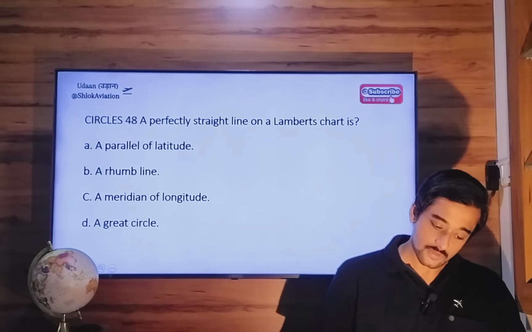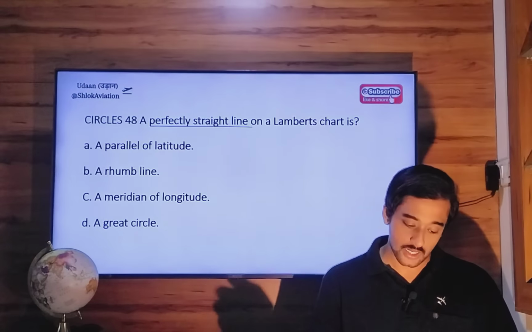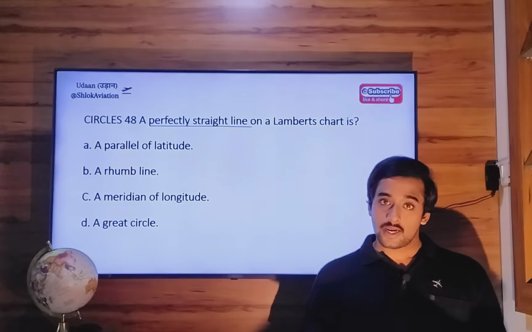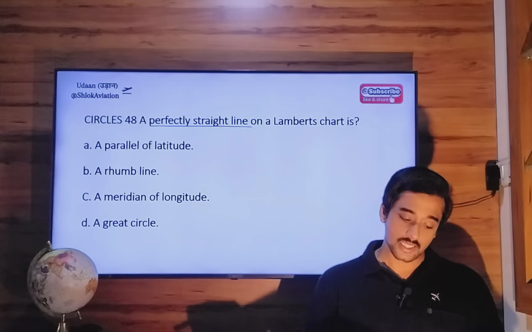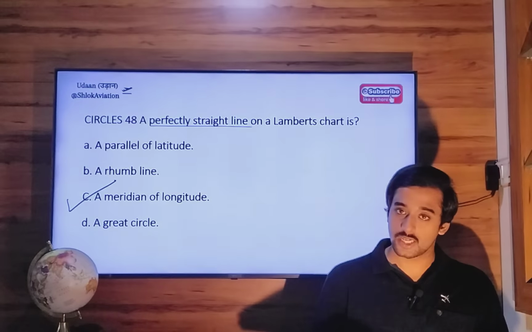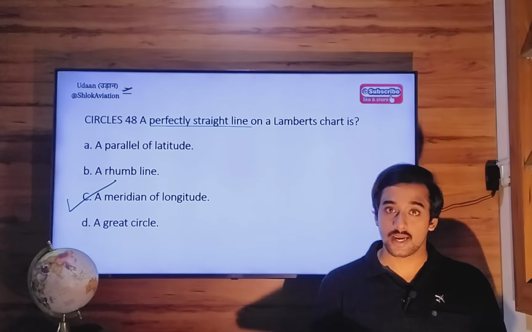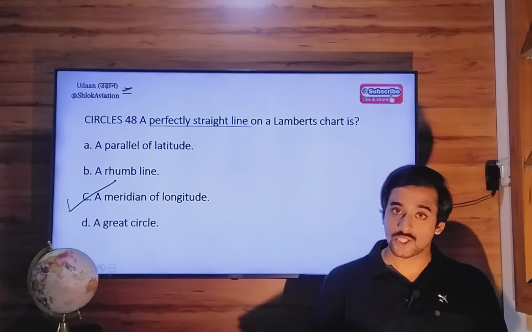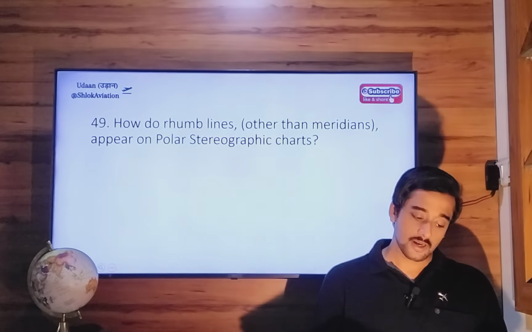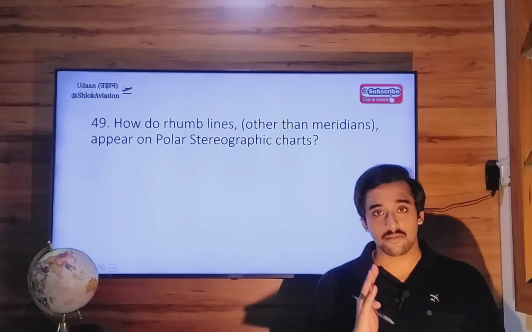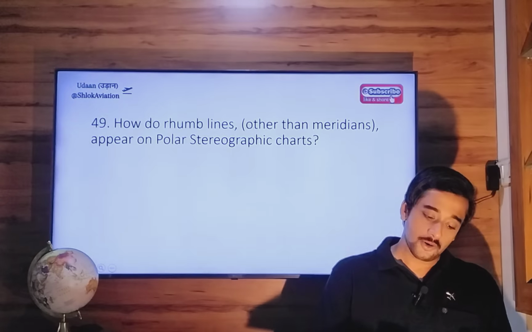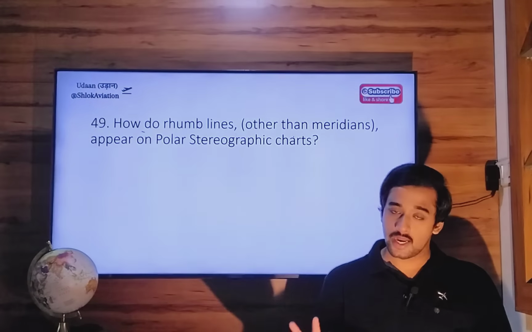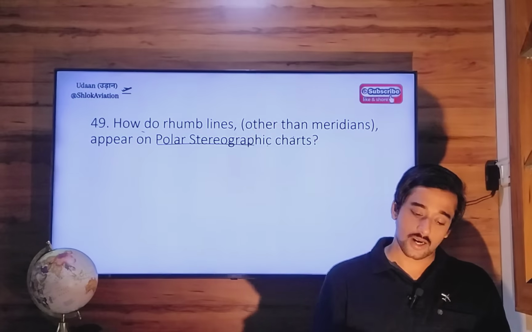Next, a perfect straight line on a Lambert chart is a parallel of latitude, a rhumb line, a meridian of longitude, or a great circle. So a perfect straight line on a Lambert's chart will be a meridian of longitude. This is another property. Remember, you will have to remember all the properties of the direct Mercator chart, Lambert's chart, and polar stereographic chart by heart.